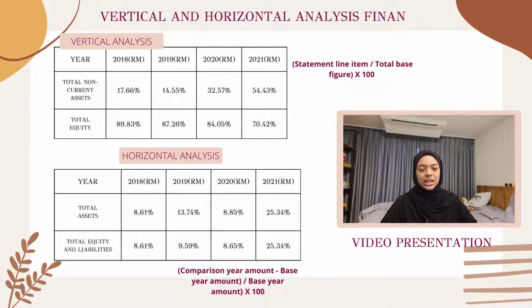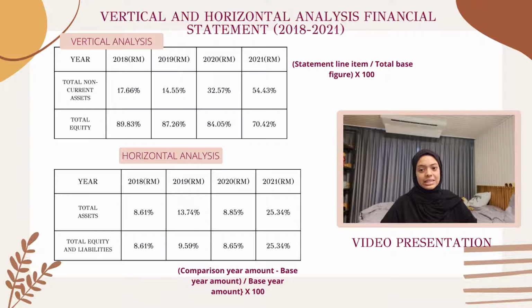The formula for vertical analysis is statement line item divided by total base figure multiply 100. The total percentage for non-current asset in the vertical financial statement for 2018 is 17.66% and the percentage for total equity is 89.83%. In 2019, the percentage for total non-current asset is 14.55% and 87.26% for total equity. In year 2021, the total for non-current asset is 54.43% and 70.42% for total equity.